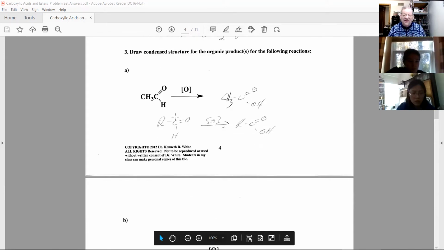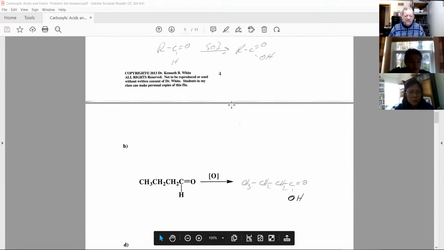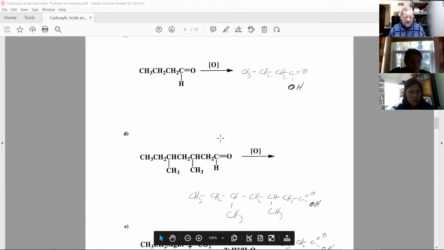And here, now you have to look at what's different, what's not carbon, what's not hydrogen, what's not a carbon single bond, carbonyl, hydrogen, carbons, aldehyde. Oxidize it, carboxylic acid, the H becomes an OH. You don't break carbon-carbon single bonds. And I give you more complex aldehydes.